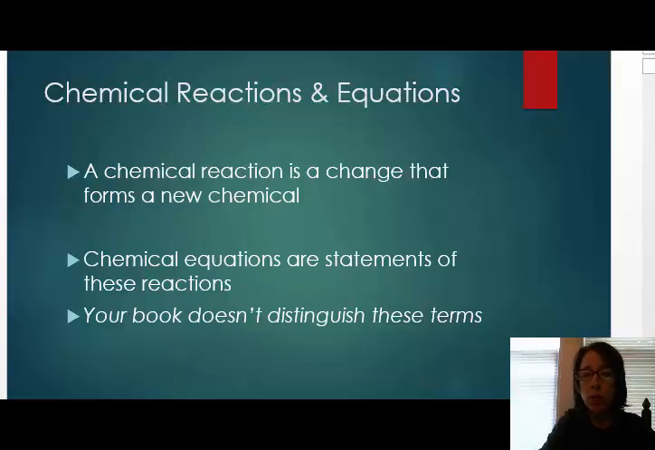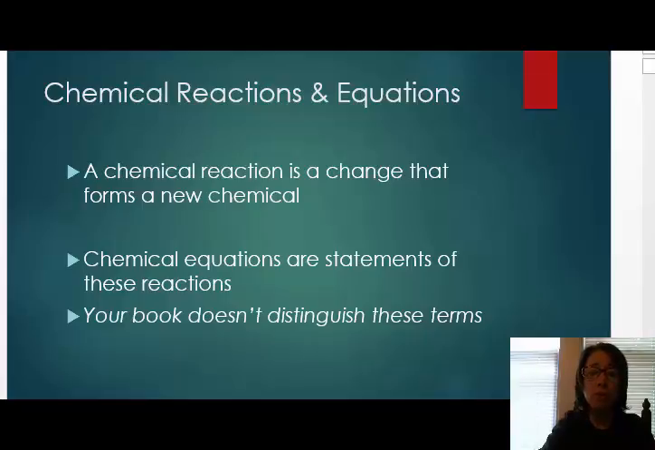We know that a chemical reaction is a change that forms a new chemical or chemicals. Chemical equations are ways to express those reactions. Your textbook uses the term chemical reaction and chemical equation interchangeably, but a chemical reaction is the actual process, while a chemical equation symbolizes the reaction. It's what we write on paper.